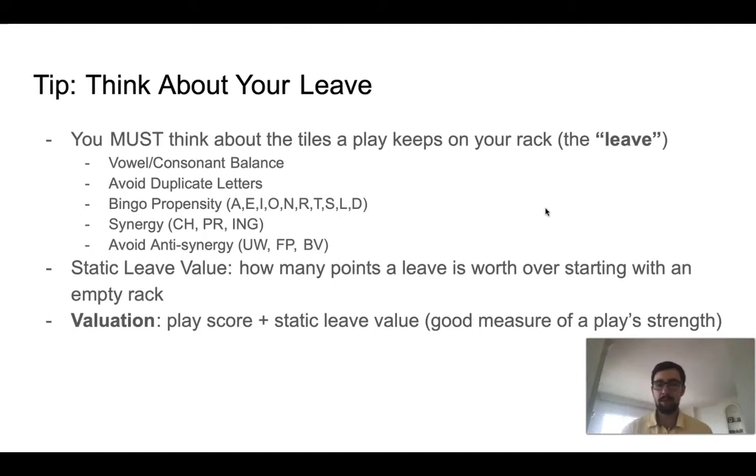And this is combined with the score of your play to form this term called valuation, which is the sum of the play score and the static leave value. And this is generally a pretty good measure of a play's strength. So a play might score 20 points and keep a leave that has a static leave value of 5, and that would have a valuation of 25. So what that's saying is that play would be more or less equally good as a play that scores 25 points and keeps a leave that has a static value of 0.